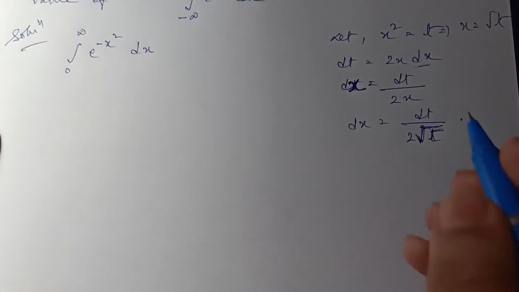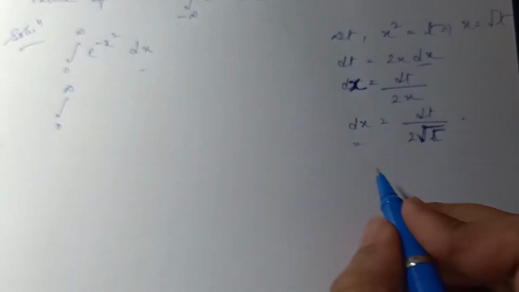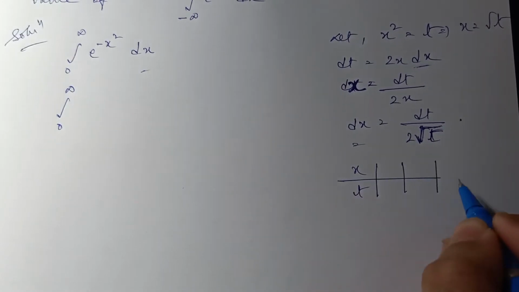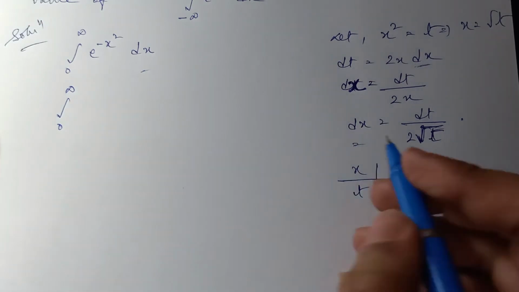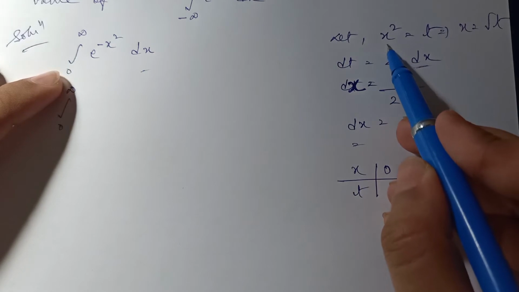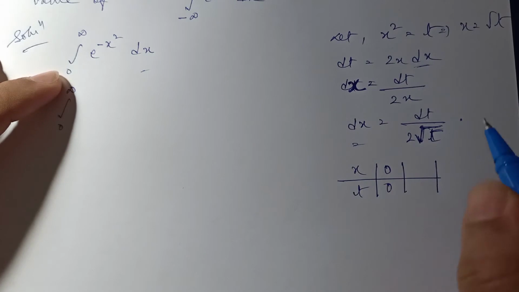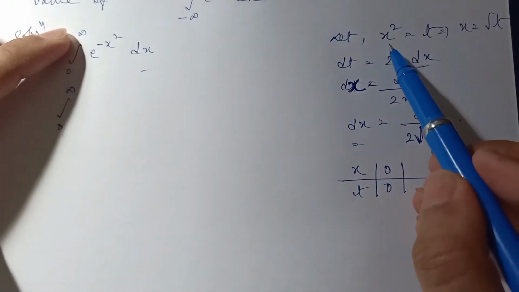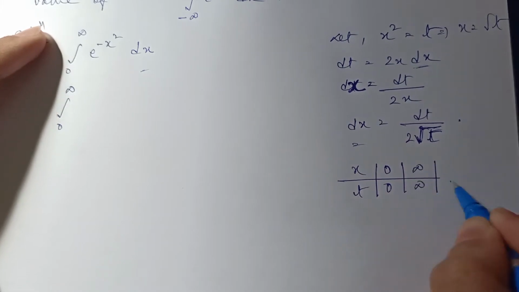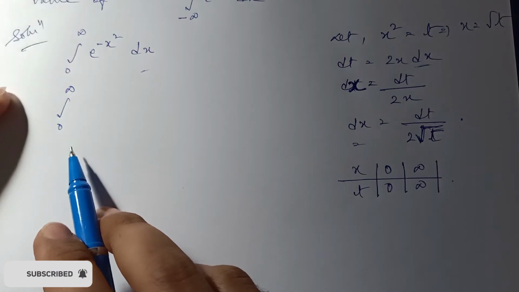Now you substitute the dx here. You just check the limits: the limits remain unchanged. The lower limit is 0, meaning the limit of x is 0. So what will be the limit of t? You put here 0, so 0 square will be the limit of t, that is 0 only. When the limit is infinity, put here infinity, so infinity square is infinity, which is the limit of t. So the limits remain unchanged.